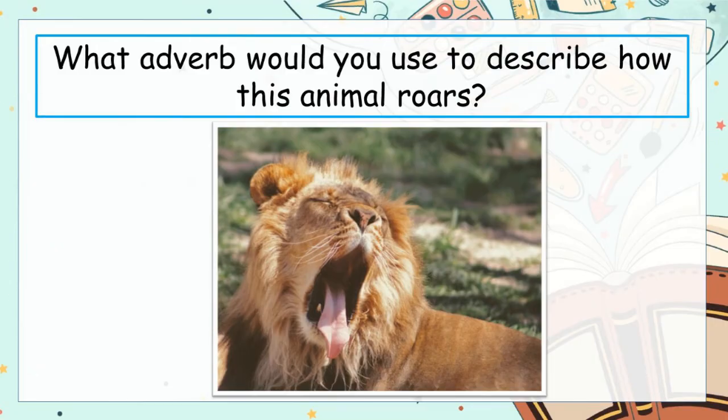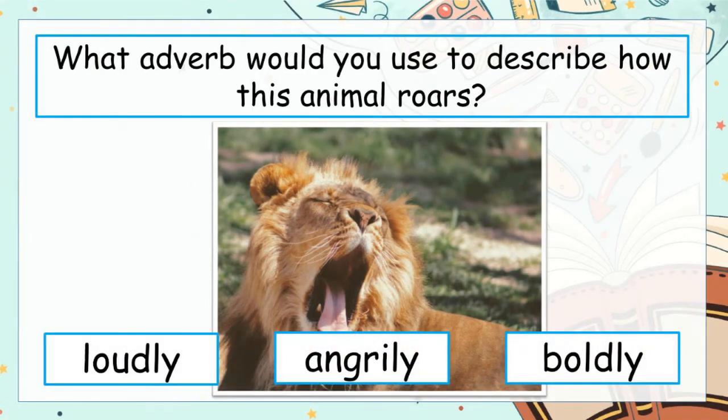Try another one. Take a look at this animal down below. What adverb would you use to describe how this animal roars? Can you pause the video and see if you can come up with an adverb? Remember, if it ends in ly, it's usually an adverb. Well, how did you get on? Here's what I went for. I said loudly, angrily, and boldly. Did you get any of those? Or maybe you got your own.